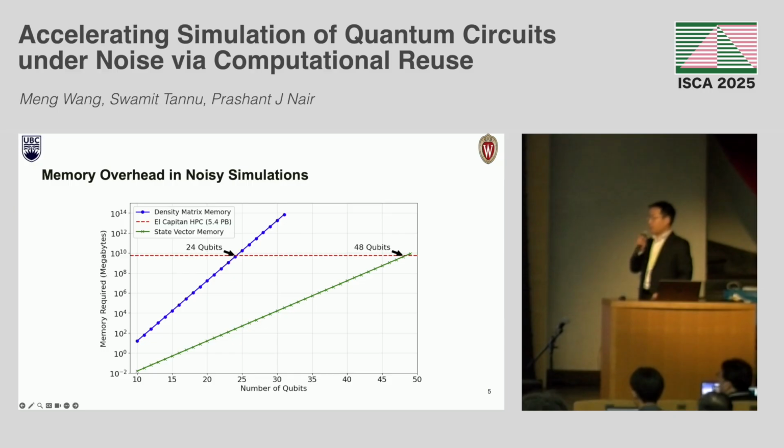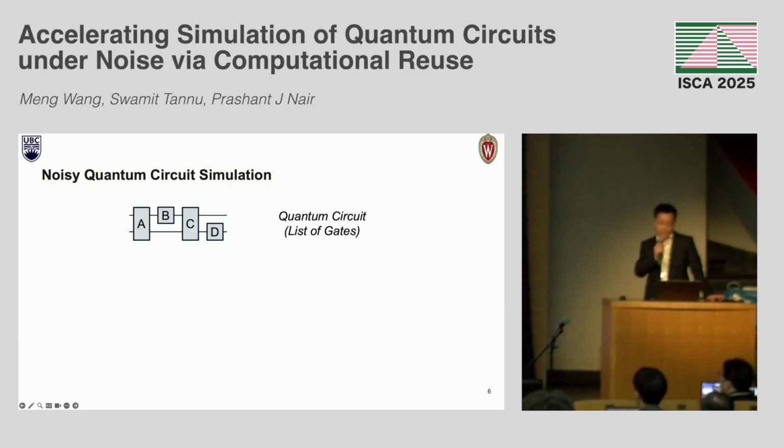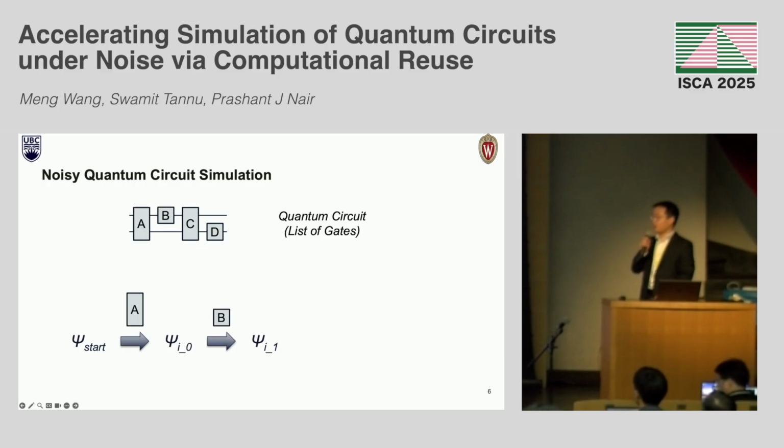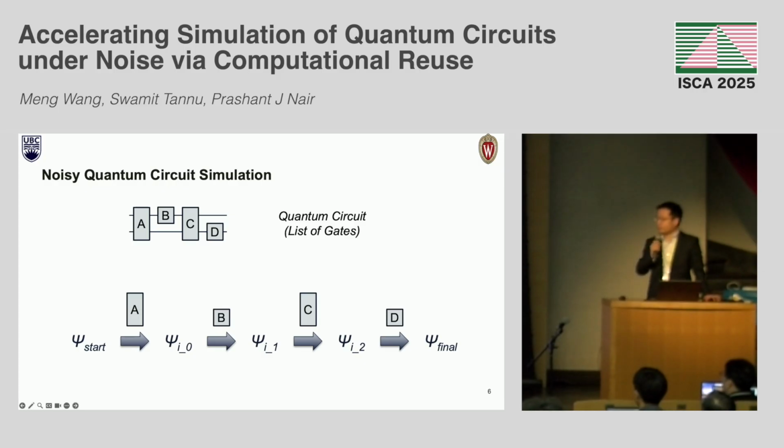But it also has a main limitation, which is the runtime overhead. To understand this overhead, let's first look at how the quantum circuit simulation works. Here's the quantum circuit we want to simulate. It contains a list of gates. Here we're showing 4 gates, A, B, C, and D. We start with an initial state, usually some trivial state, like the all-0 state. We then apply each gate to this state, getting some intermediate states, and apply the next gate all the way to the final one. Here we get our final state vector, and this is the result we're getting. This is how the noise-free simulation works.